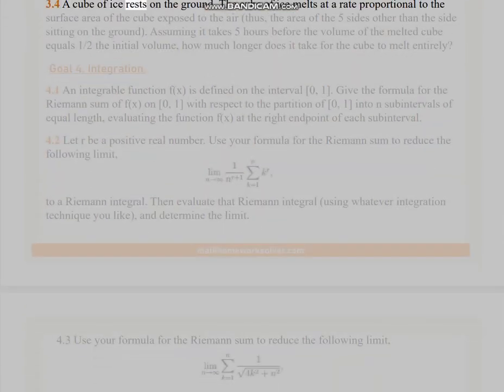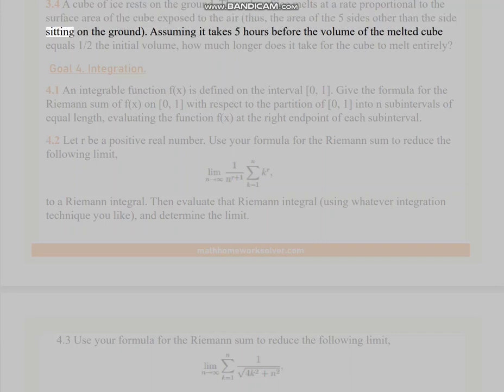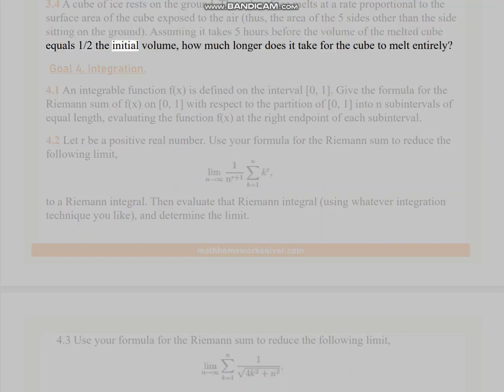3.4 A cube of ice rests on the ground. The cube of ice melts at a rate proportional to the surface area of the cube exposed to the air, thus, the area of the 5 sides other than the side sitting on the ground. Assuming it takes 5 hours before the volume of the melted cube equals 1/2 the initial volume, how much longer does it take for the cube to melt entirely?